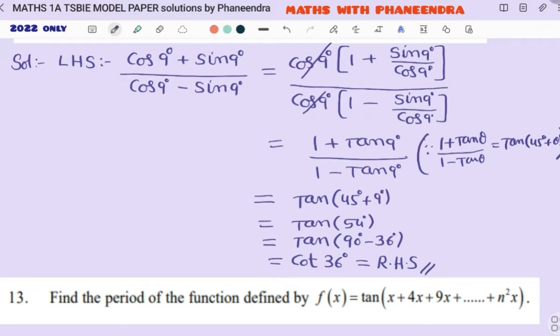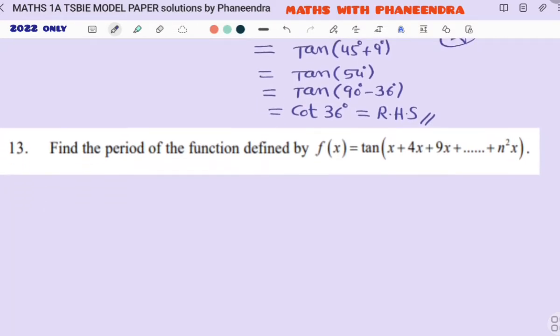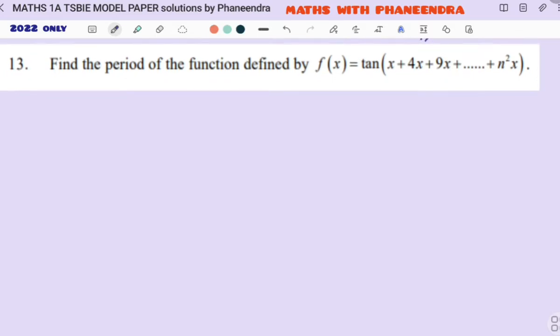This is the very important point, the turning point. This is the basic formula. So we'll move to question number 13.